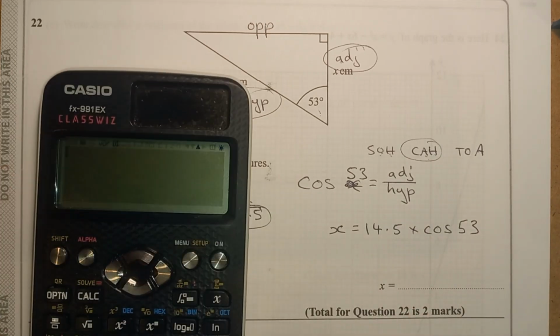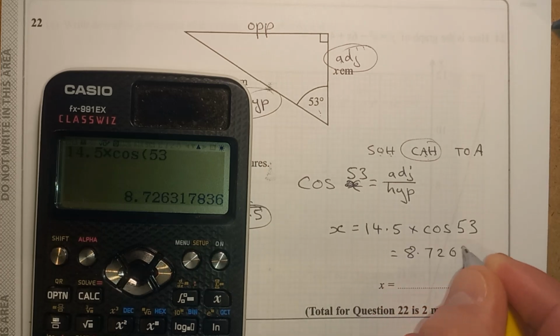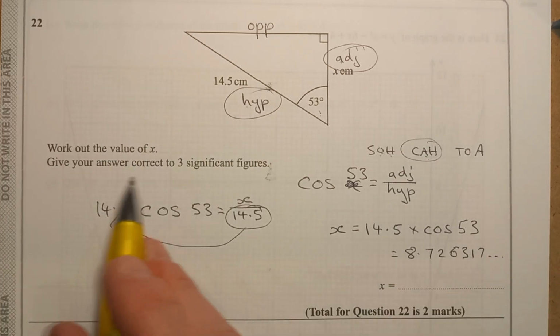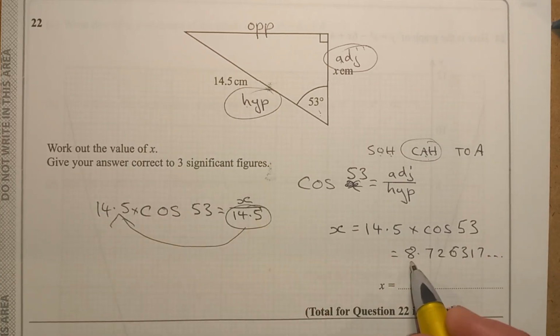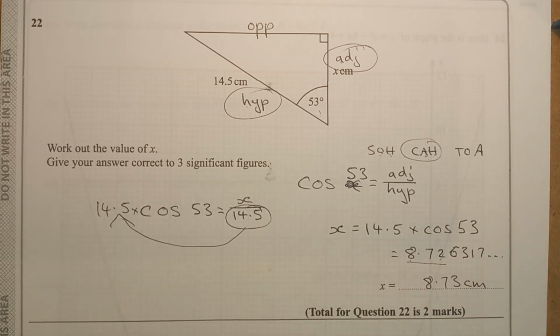We can do that directly in our calculator. 14.5 times cos 53, and we get 8.726317, blah blah blah. Have they said to 3 significant figures? So 1, 2, 3. So we look at the next digit. It's 5 or more. We need to round it up. So it's going to be 8.73 centimetres.